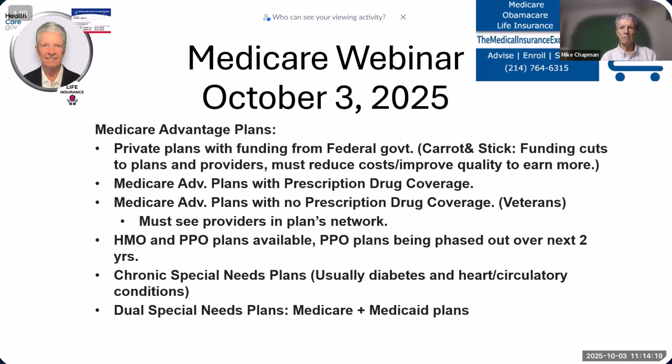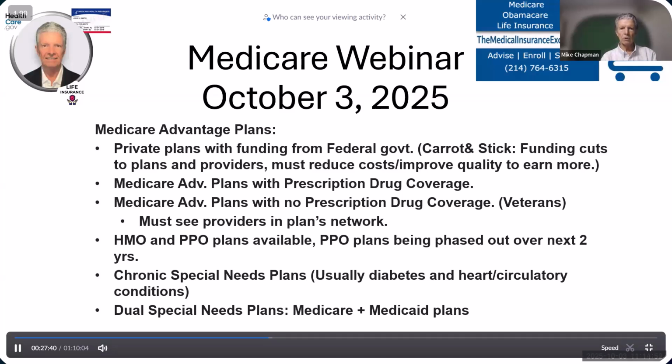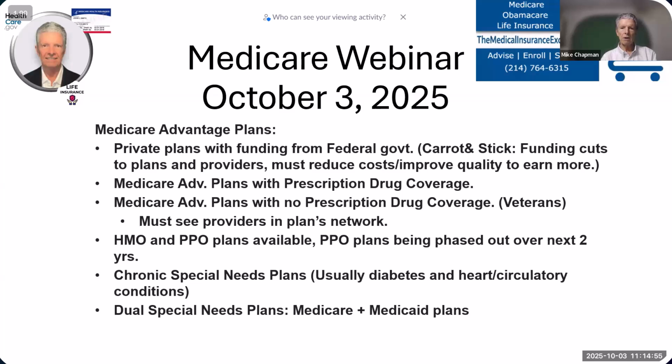Medicare Advantage plans come in different shapes and sizes. Most people have a Medicare Advantage plan with prescription drug coverage. Some, especially veterans, may have a Medicare Advantage plan with no drug coverage because they get their meds very affordably from the VA. The big difference is that you have a network with a Medicare Advantage plan that you don't have within a Medicare supplement plan. About 90% of the plans are HMO plans, which require referrals. And then there are PPO plans, which have much higher out-of-pocket maximums. But I got to tell you, the PPO plans are being phased out over the next couple of years. And it's just a circle of life.